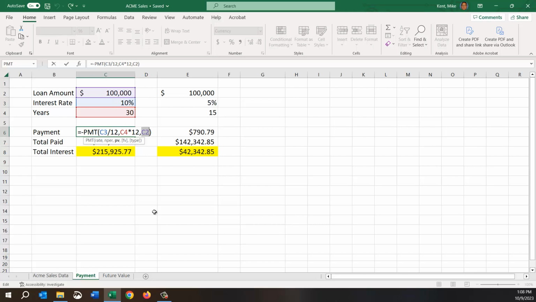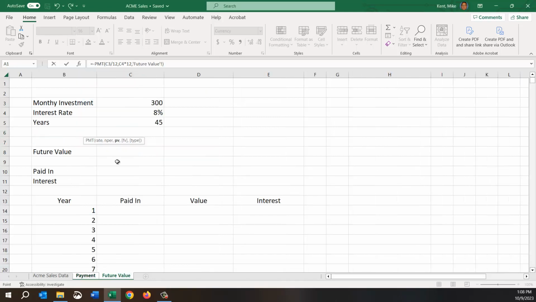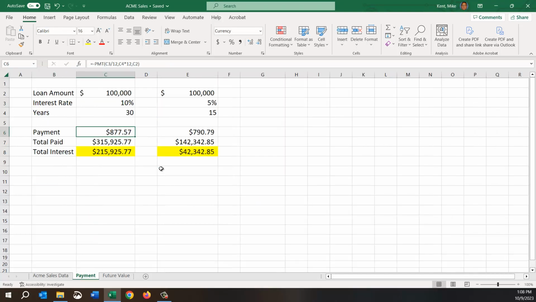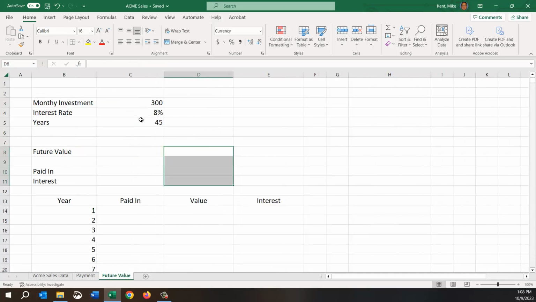You will be doing that in Chapter 2 as well. Now, the book doesn't specifically talk about the future value function, but I like to talk about it, okay?